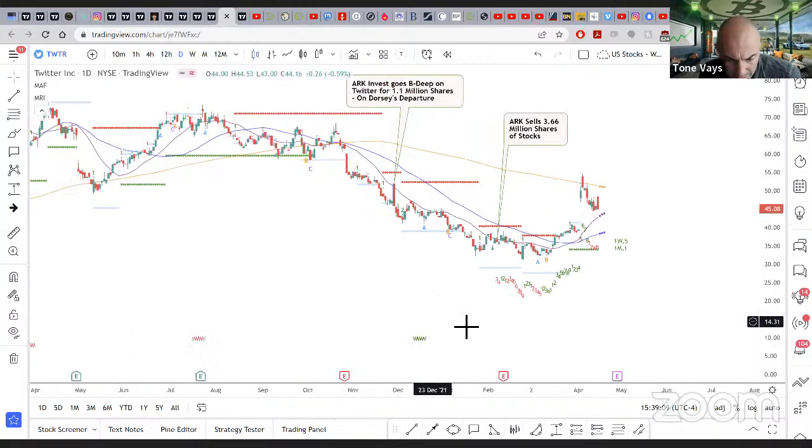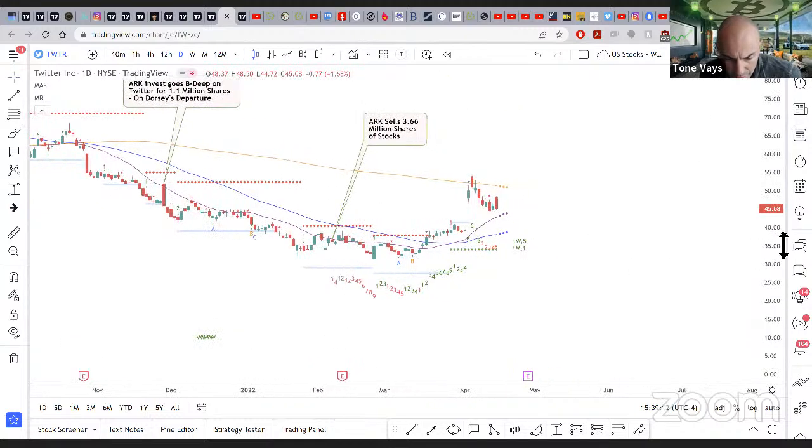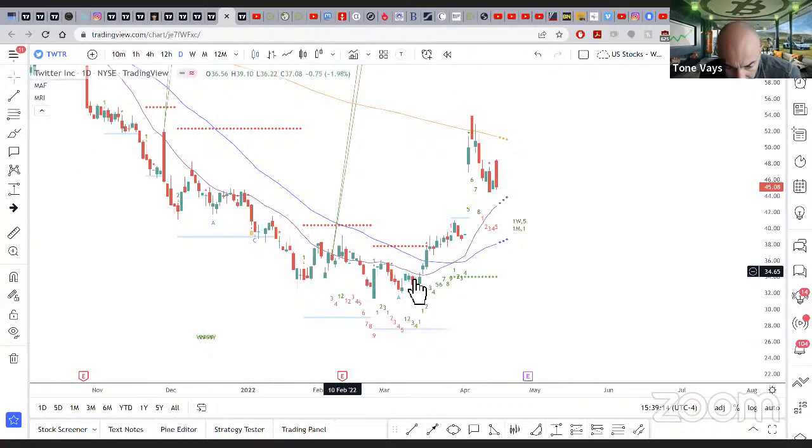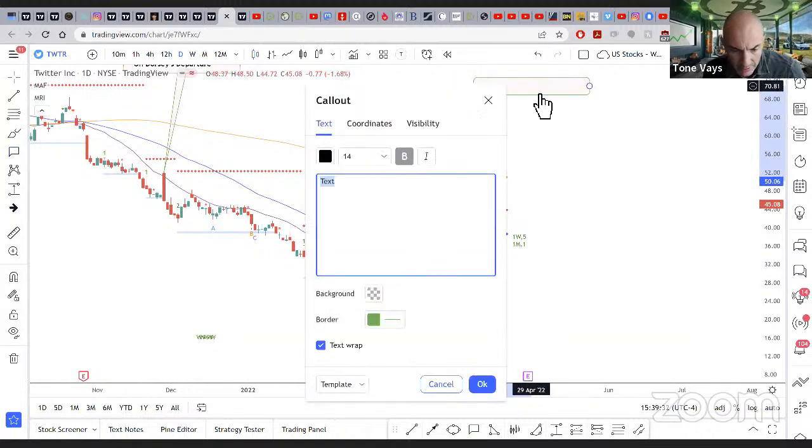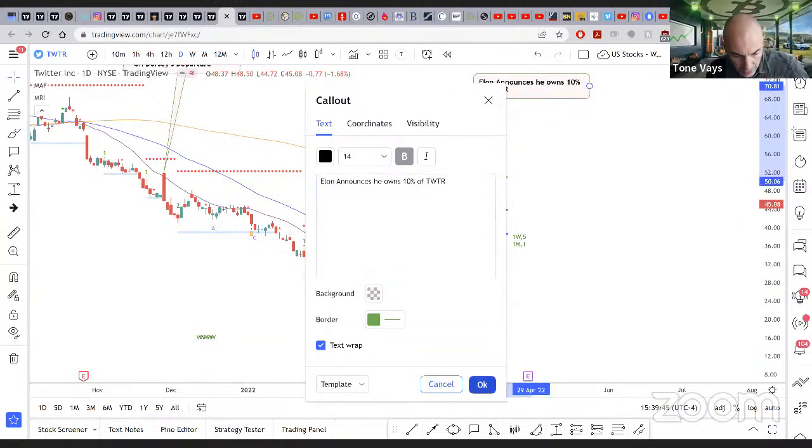Now, Elon Musk starts buying Twitter right here after Cathie Wood sold. She might have sold it to Elon Musk, right? So this is when the announcement became public. So right here, on this day, Elon announces he owns 10% of Twitter. I don't know how many shares that is, but I'm curious now.